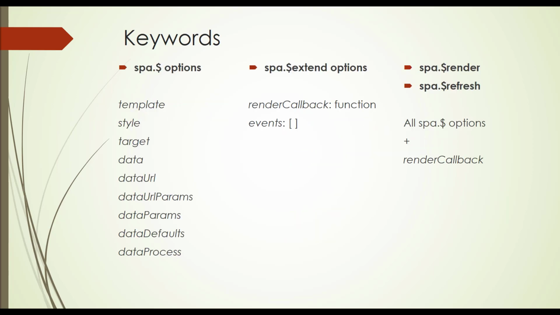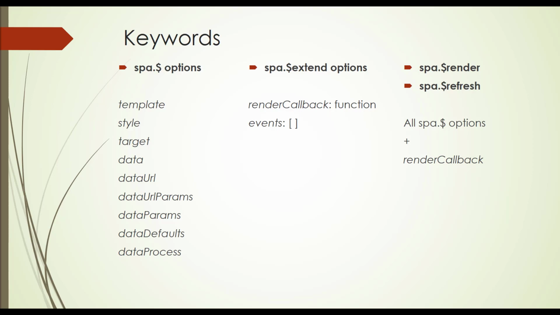As you've seen, the JavaScript functions $, $extend, $render, and $refresh come with options. So what are those options? In SPA $ options, we have a few options called template, style, target, data, data URL params, data defaults, data process. When you want to extend a component, it comes with the default methods and an array of events, which we can define at a later point in time.